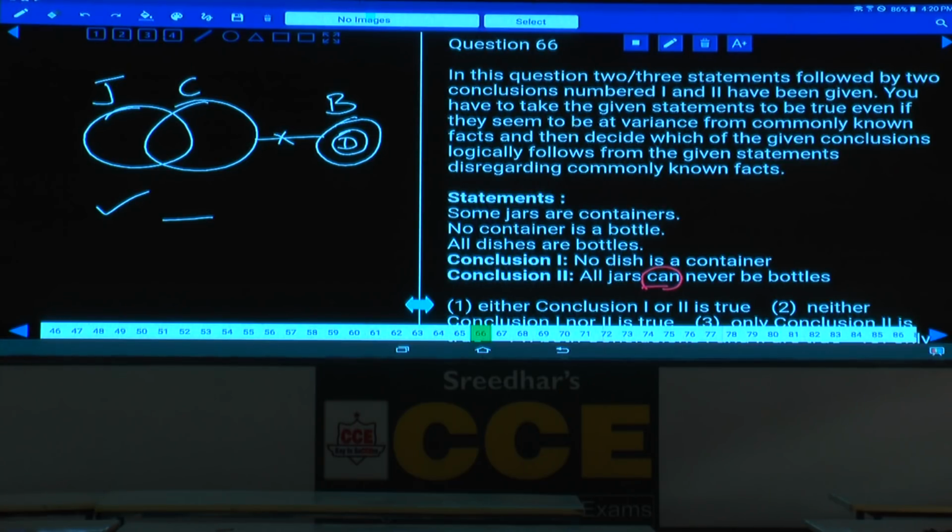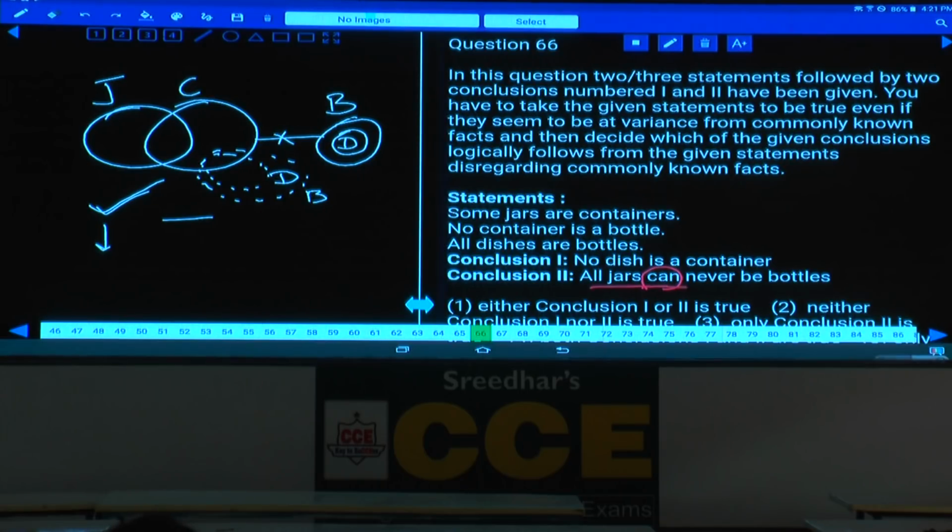Then in this one, no dish is a container. Now we should prove some dishes are containers to make this one false. That is the alternate diagram. Tell me whether we can draw this dish like this. If you draw dish like this, then what happens here? The statement no container is a bottle will be false, because along with dish, this bottle will also come. Hence, no container is a bottle will be false. Hence, the alternate diagram cannot be drawn. This will be true forever. Isn't it? Hence, the first conclusion definitely follows.